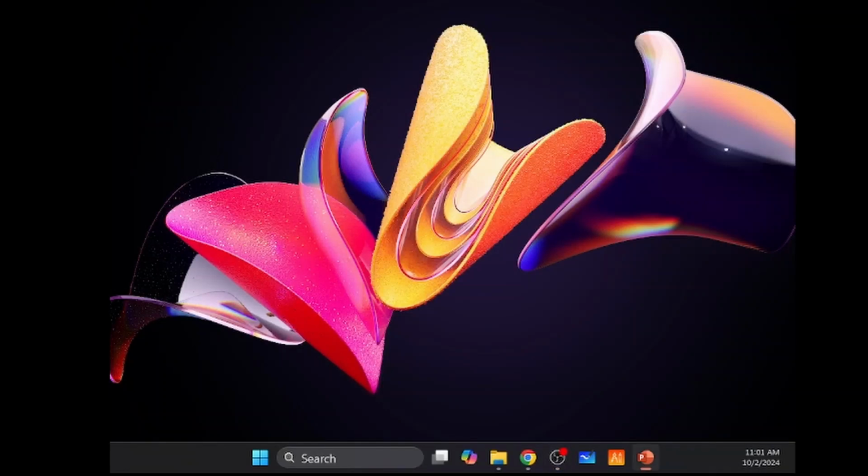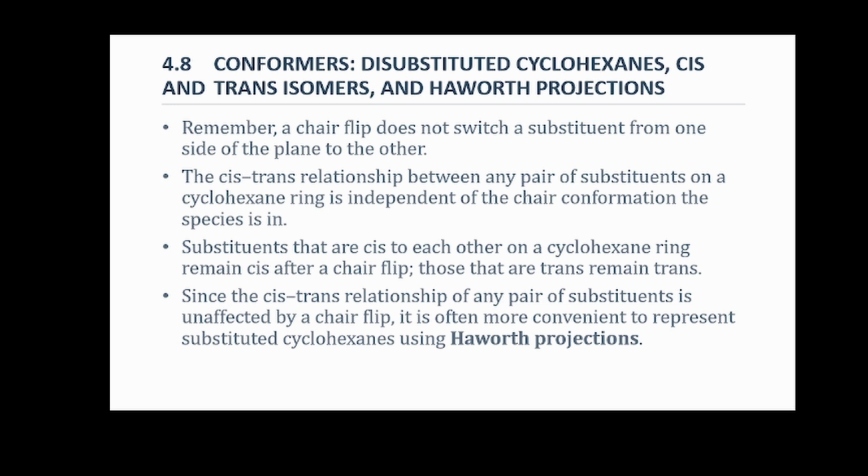Okay, folks, we're going to go ahead and get started here. All right, everybody can see everything? We're good? We're settled in?